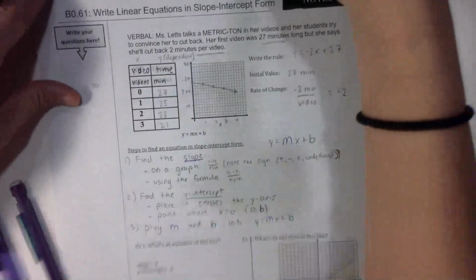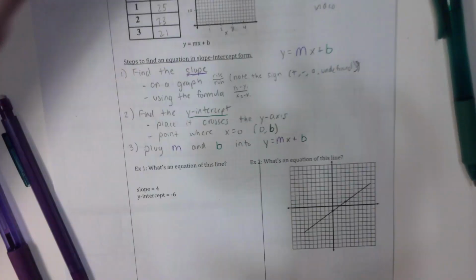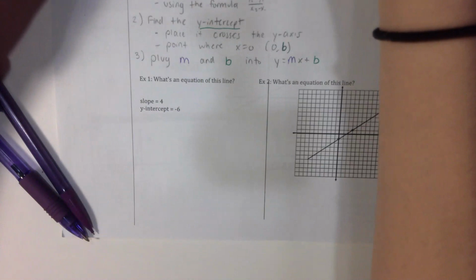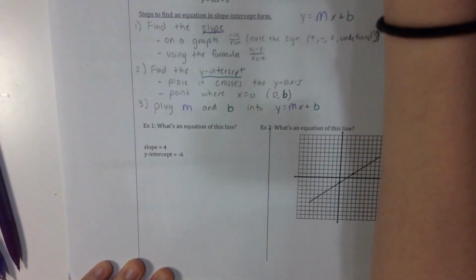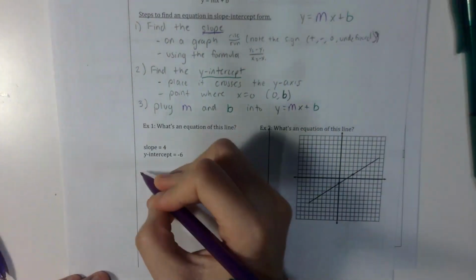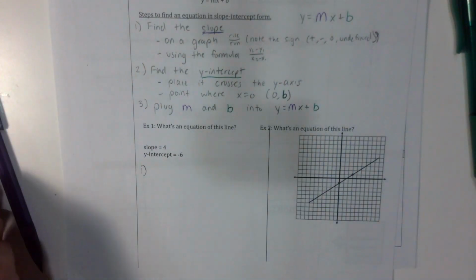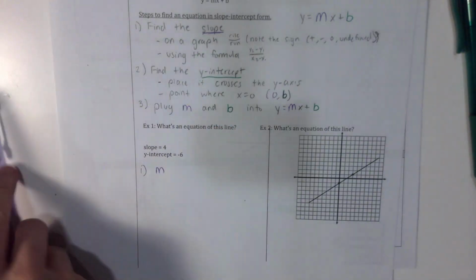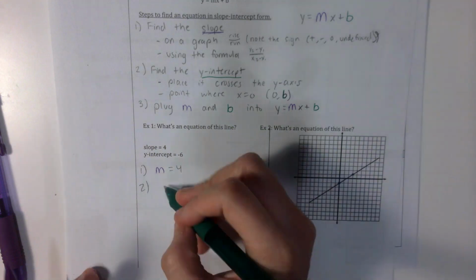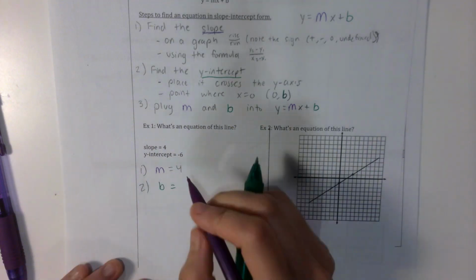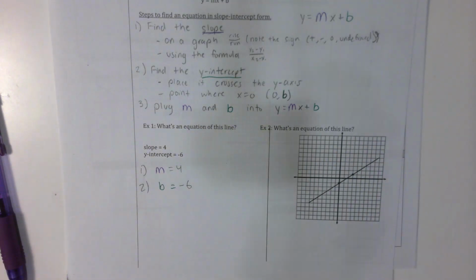All right, so let's take a look at a different example. So what is the equation of this line? Okay, so we have our steps, right? So we have 1, we have our slope equals 4, because they told us, right? 2, our y-intercept equals -6, because they told us.